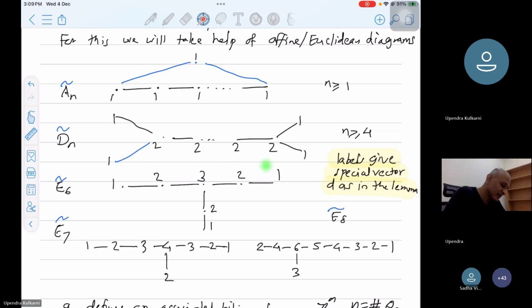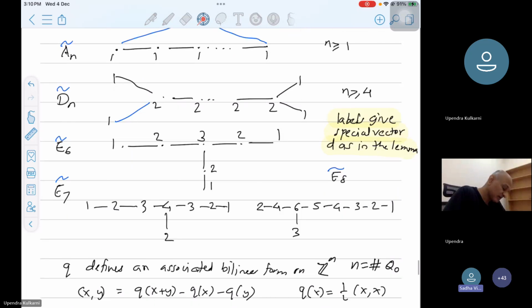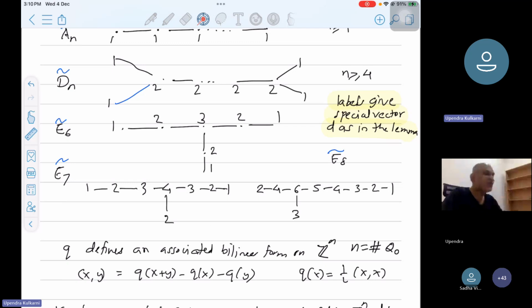Sorry for stopping you. I remember in E6 tilde, E7 tilde, E8 tilde, there was some blue arrow that you drew earlier. Now it was missing. Okay, sorry. Right. No, the arrow is not missing. I've simply made those arrows black. Notice that this E6 tilde had 6 vertices earlier, whereas now it has 1, 2, 3, 4, 5, 6, 7. And likewise, E7 tilde has 8 vertices, and E8 tilde has 9. So the numbers that I have drawn over here are the special vectors D as in the lemma.